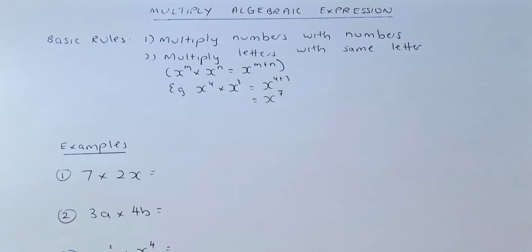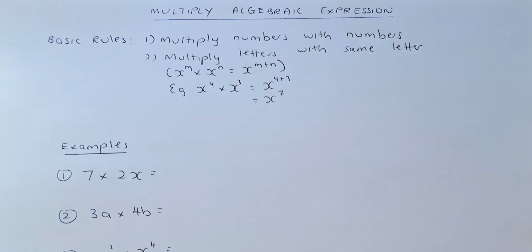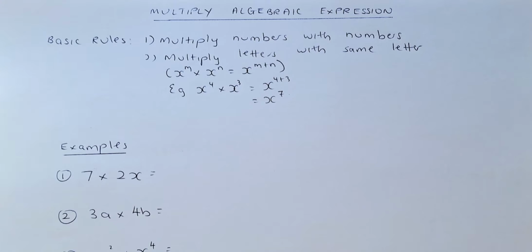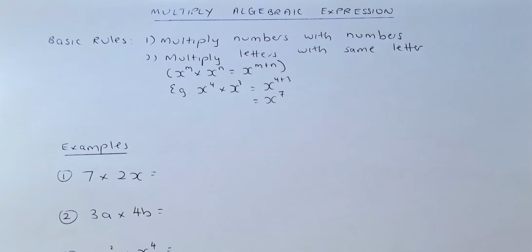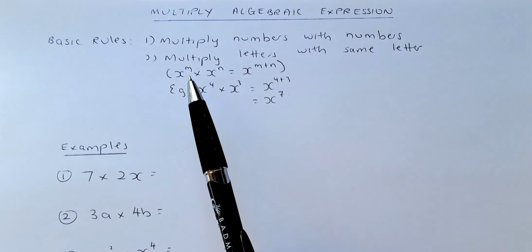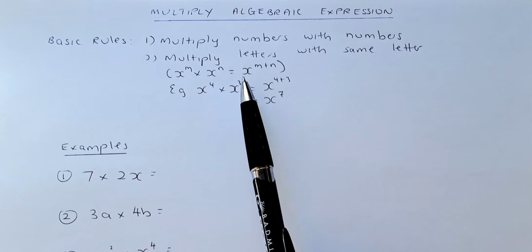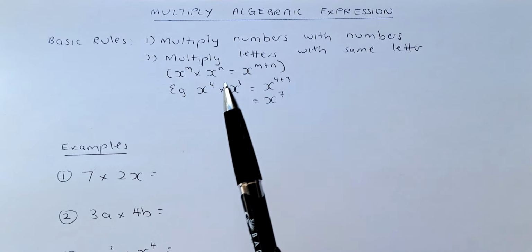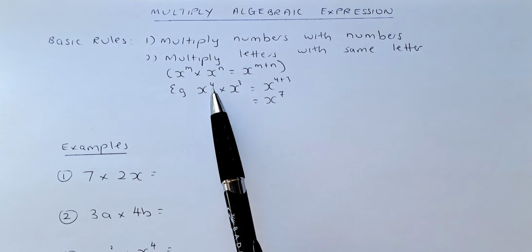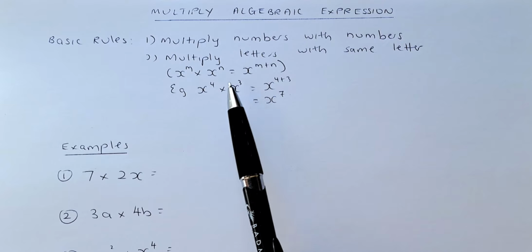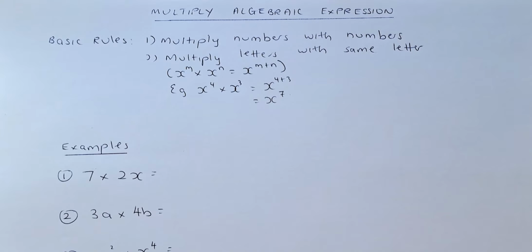In this video, we are going to learn how to multiply algebraic expressions. To do that, the rule is that you multiply numbers with numbers and you multiply letters with the same letter. And then the rule of indices says that x^m multiplied by x^n is equal to x^(m+n). In other words, for example, x to the power 4 times x to the power 3, you add the powers, 4 plus 3, and the answer is x^7.